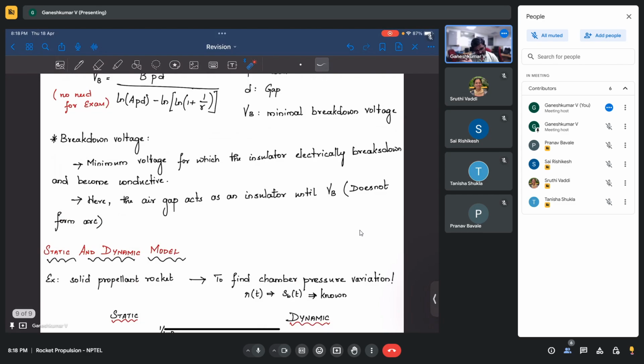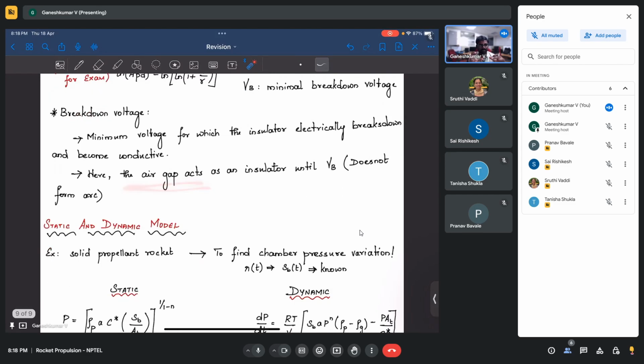Here what we are doing is assuming this air gap as an insulator. You have this arc jet with the cathode and the anode, and from cathode to anode you need to form an arc. There is an air gap between these two, air or any gases, at a certain pressure. So this gap will act as an insulator, and once you apply a certain breakdown voltage, it starts forming the arc.